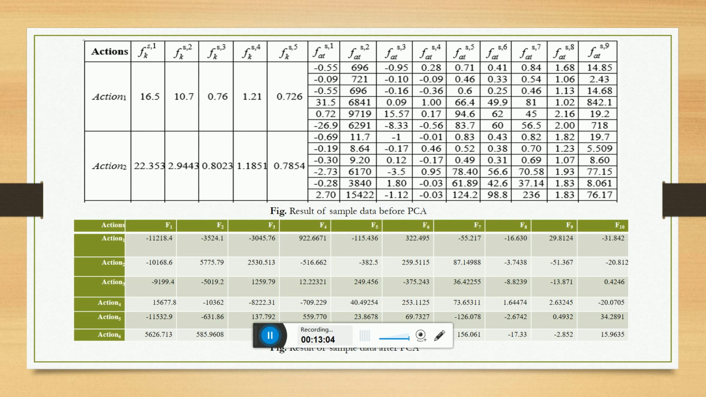Now, the total feature set for all actions cannot be given in the paper, or in the PPT either. So a sample feature set for only action 1 and action 2 has been given here. Now before PCA it is action 1 and action 2. There is this much data, this much of a feature set before PCA, and after PCA only the important ones have been extracted, and there are only 10 features after PCA.